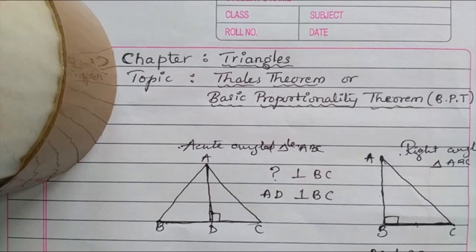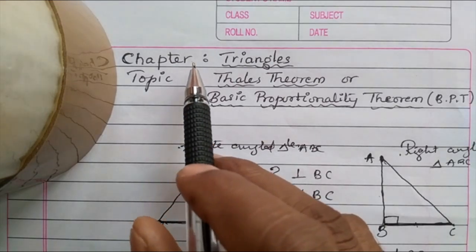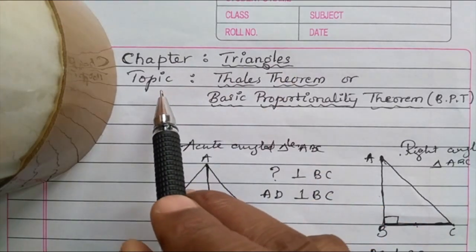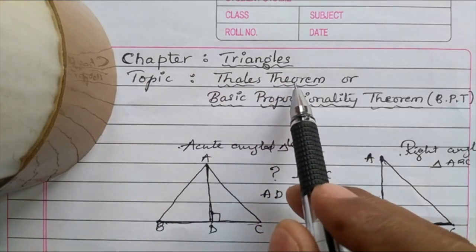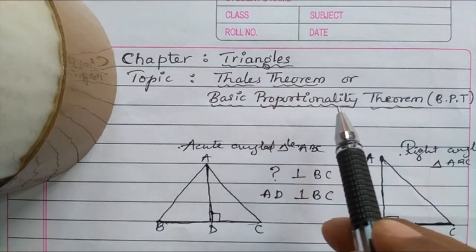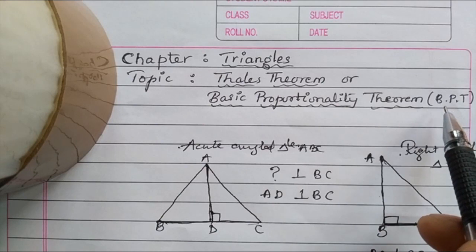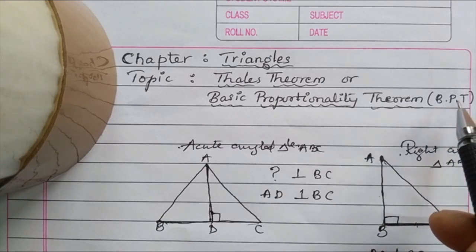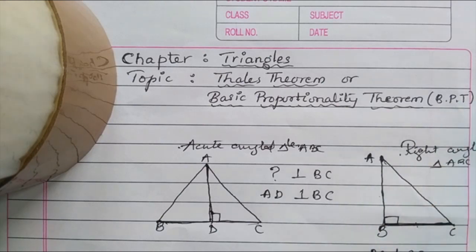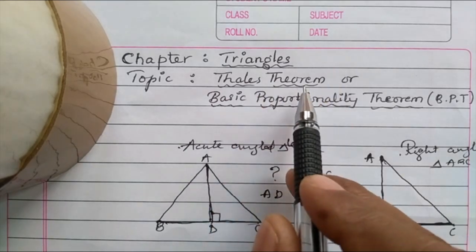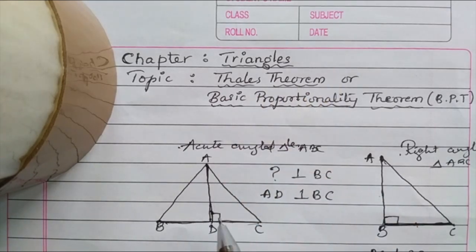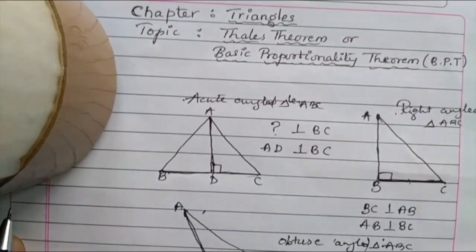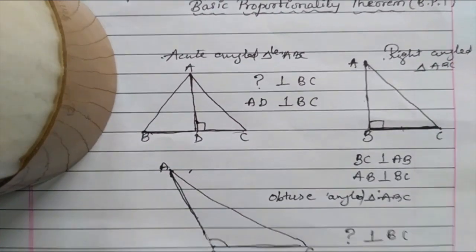My name is Vishwanath. This class chapter is triangles and the topic Thales theorem or basic proportionality theorem, which is simplified as BPT. BPT means basic proportionality theorem. I am going to prove the Thales theorem in this class. Before that, some important points you have to note down to prove Thales theorem, which I have taken from the 9th standard or 8th standard syllabus.